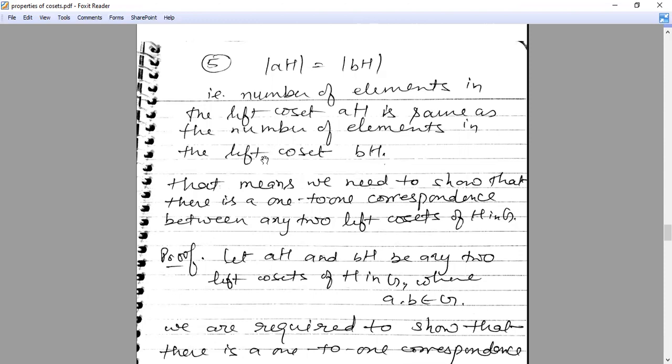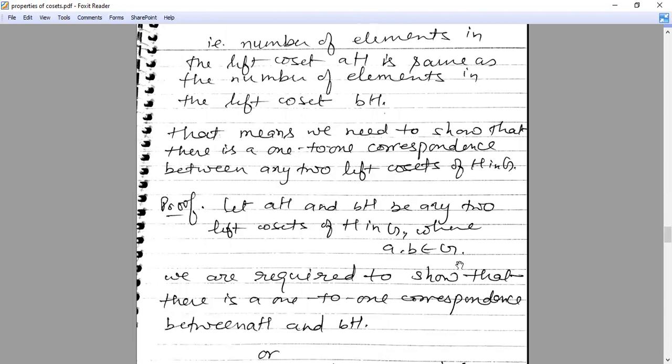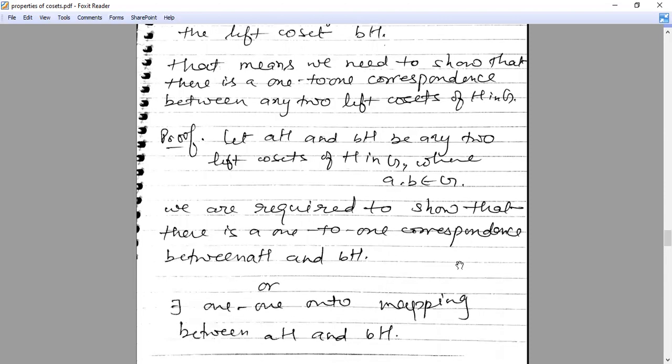So here also we have two cosets, two left cosets aH and bH. This property says that the order of two left cosets is the same. That is, the number of elements in the left coset aH is the same as the number of elements in the left coset bH. That means we need to show that there is a one-to-one correspondence between any two left cosets of H in G. One-to-one correspondence means we have to show that there is a one-one onto mapping between two left cosets.